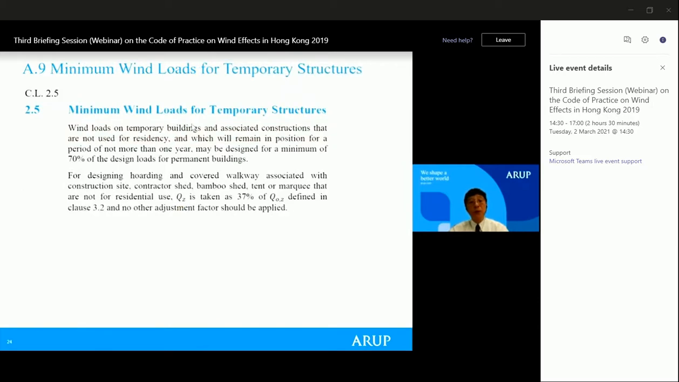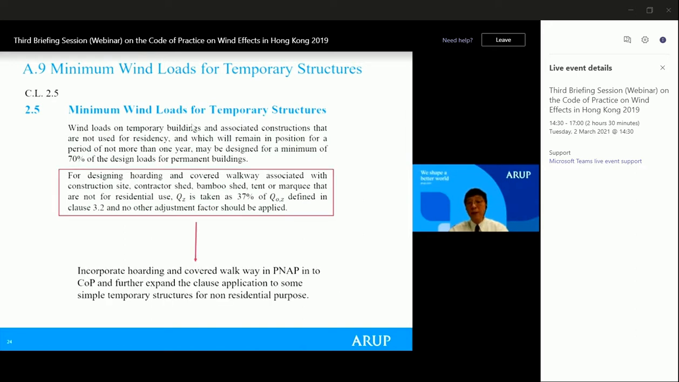The 2019 code incorporated the hoarding and covered walkway provisions in the PNAP into the code of practice, and it has also further expanded it to some simple temporary structures such as bamboo sheds, tents, and marquees for non-residential purposes.